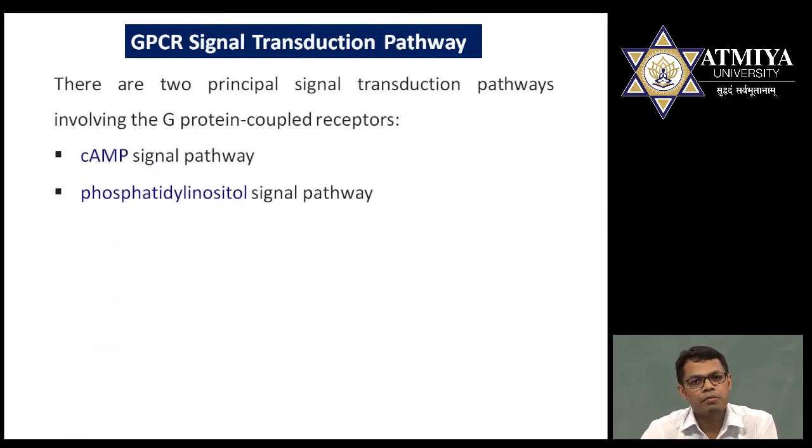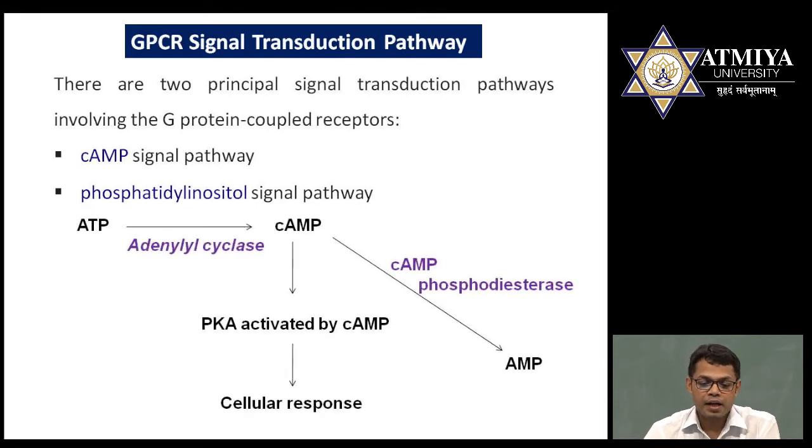There are two common types of pathway I am going to explain here. One is the cyclic AMP signal transduction pathway, and the second is the phosphatidylinositol signal pathway. One of the best examples I have shown here is, when G stimulatory is activated, G stimulatory is responsible for activation of adenylate cyclase, which converts ATP to cyclic AMP. Now cyclic AMP is responsible for activation of protein kinase A, which I have already shown in my previous video. Now cyclic AMP should be deactivated.